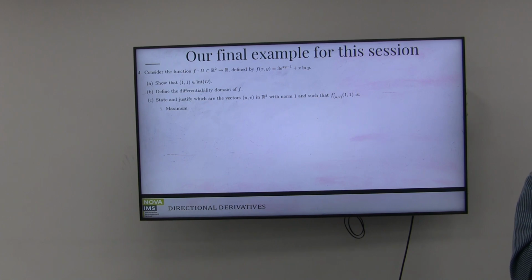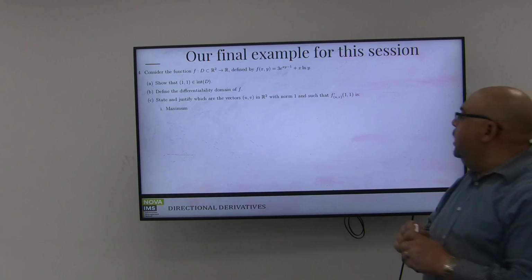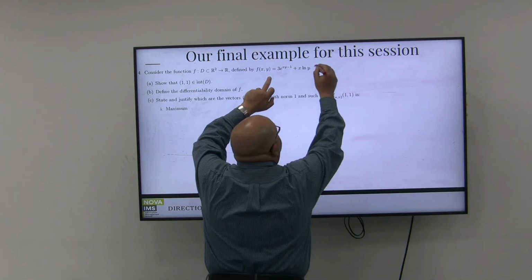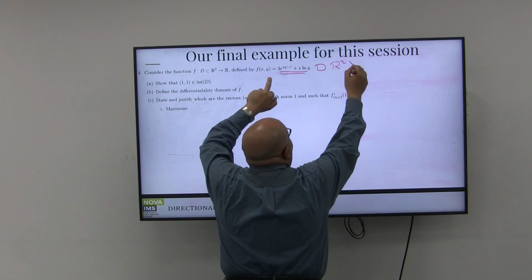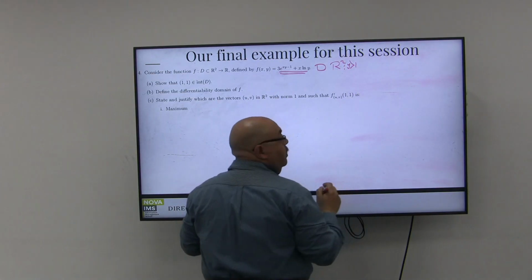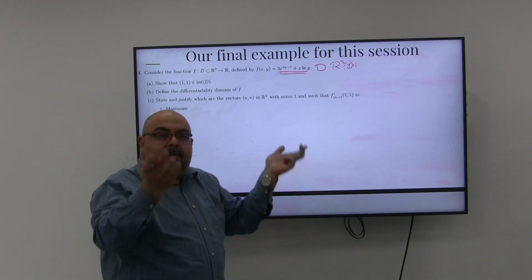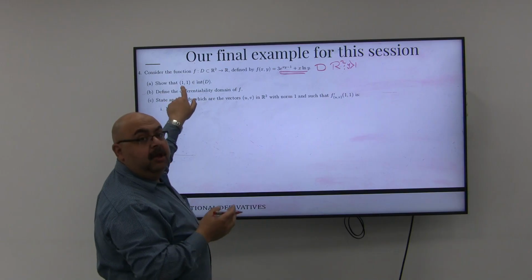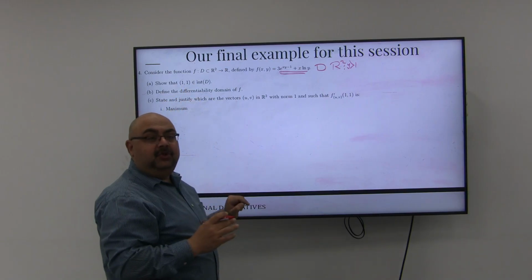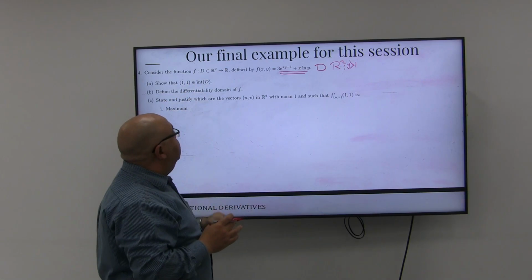Why am I sure about this? Because simply, I know that the domain of this function is R2 such that y is greater than 1. So I'm talking about the upper half. So once you are talking about (1, 1), it belongs to the upper half. So it is an interior point, it belongs to D.